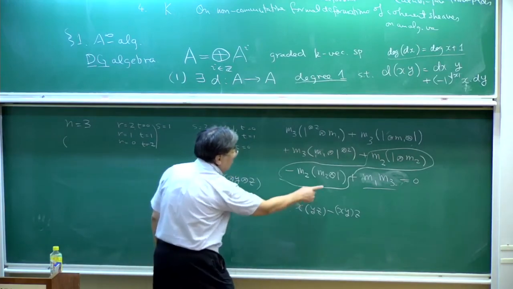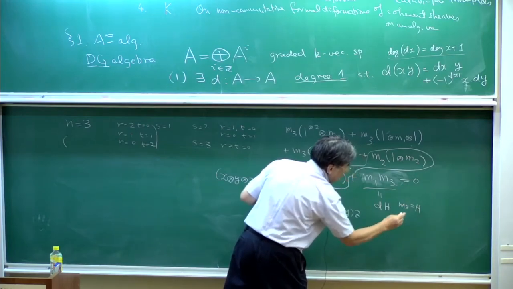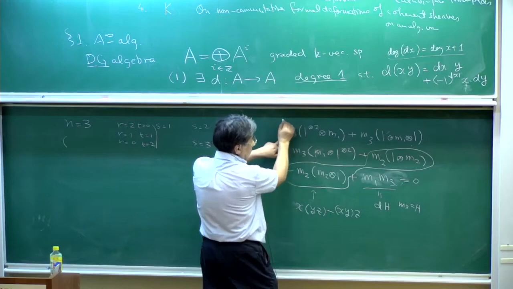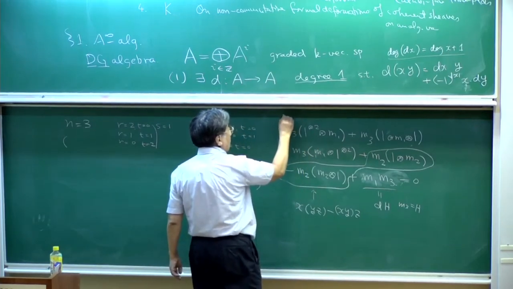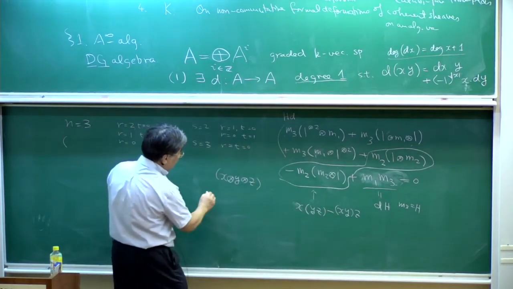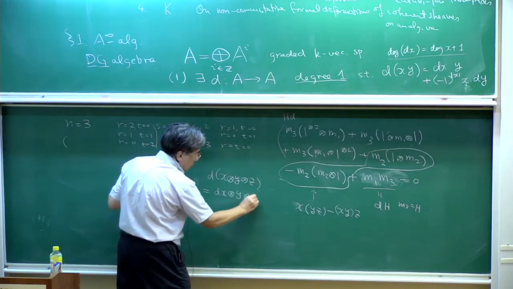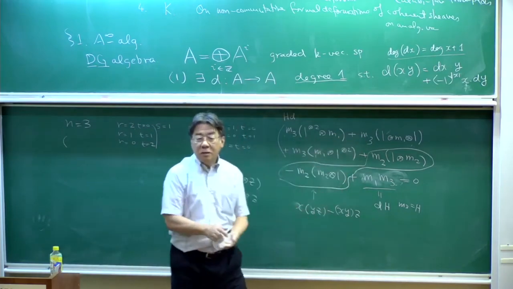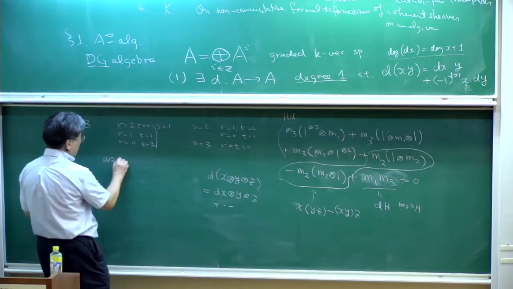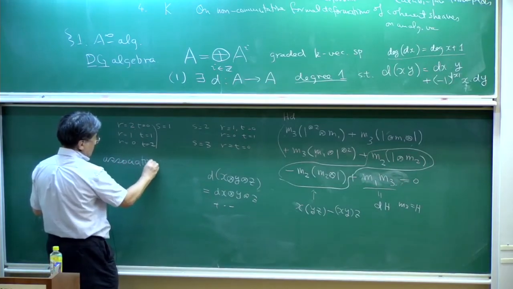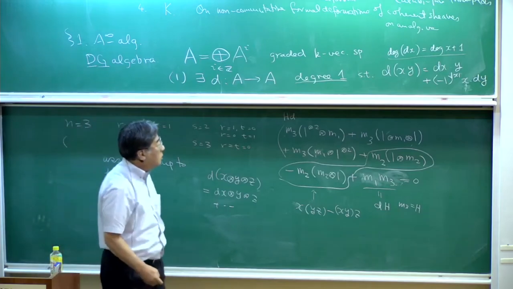So M1 is DH if M3 is H. And these three terms are also HD. So if D of this is DX tensor Y Z plus so on. So these are three terms. So in this way, associativity is true up to homotopy. Associative up to homotopy. So this is an infinity rule.